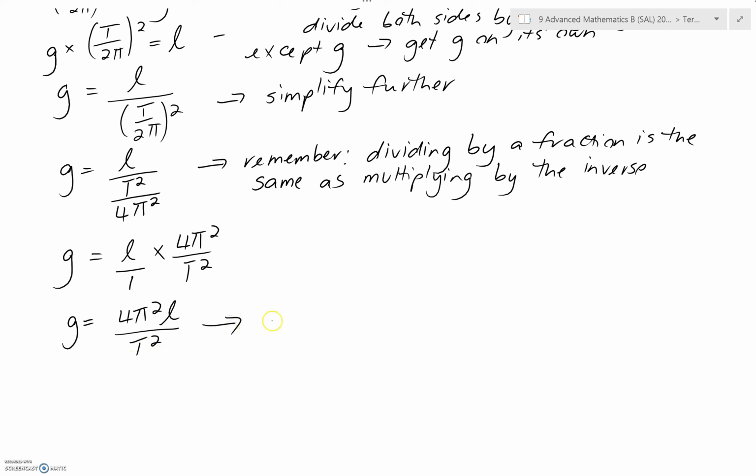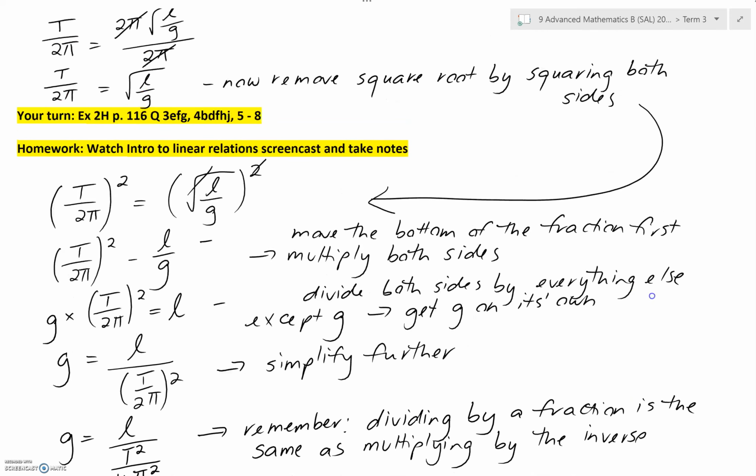So something to remember here is that when we are multiplying, numbers always go first, just like we do when we write any algebraic expression. Remember, pi is just a number, it's just a special number. So 4 pi squared L over t squared is what g is going to equal, and that's as simple as it gets. So let's go quickly back up here.